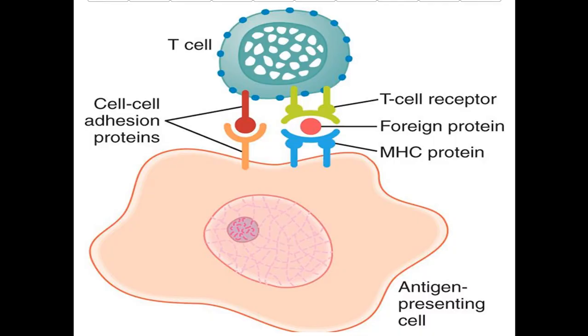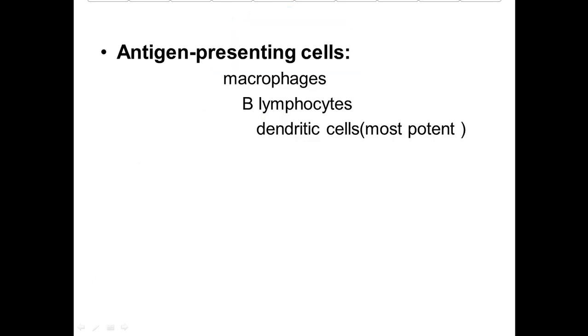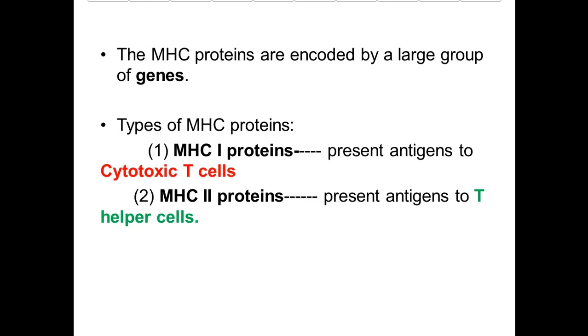You can see here the antigen presenting cell, which possesses a major histocompatibility complex shown in blue color, while the T cell has the T cell receptors, and you can see here the foreign protein of the antigen. So these antigen presenting cells present the antigen to the T cells. The antigen presenting cells include macrophages, B lymphocytes, and dendritic cells. The dendritic cells are the most potent.